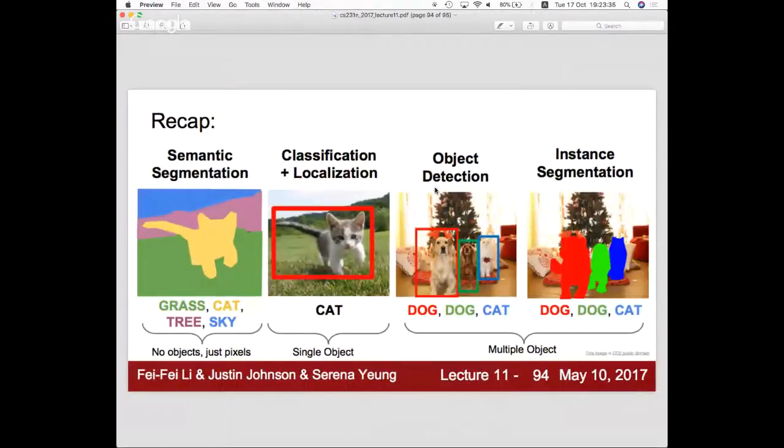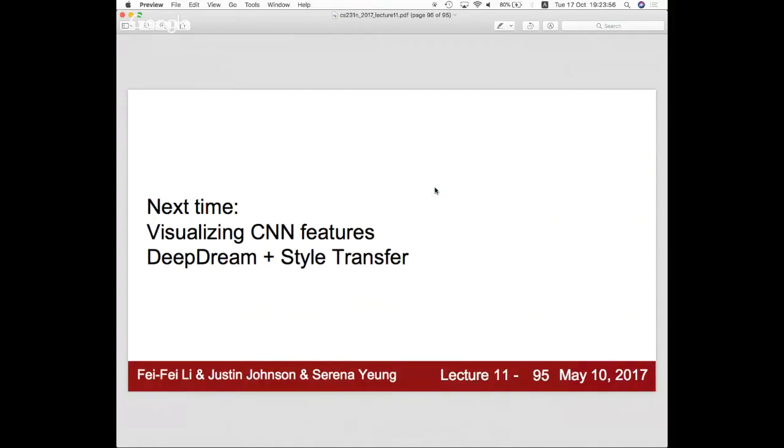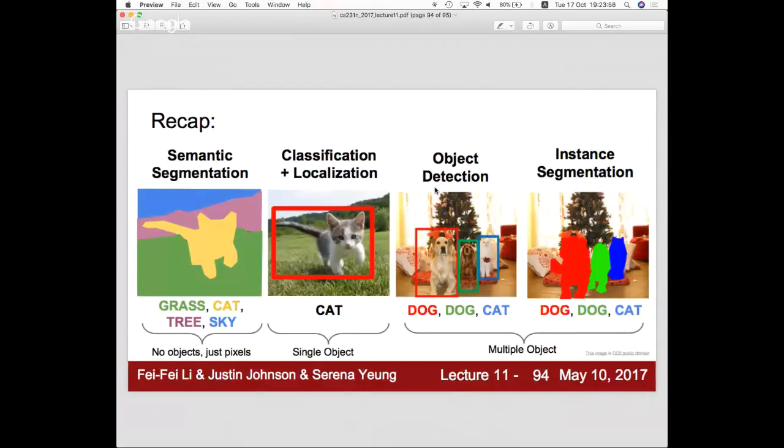So to recap, we have talked about four computer vision problems besides image classification: semantic segmentation, classification plus localization, object detection, and last is instance segmentation. Okay, that's it. Any questions?